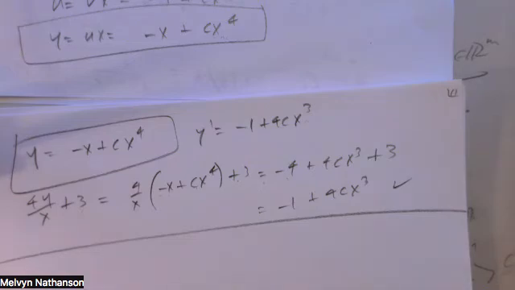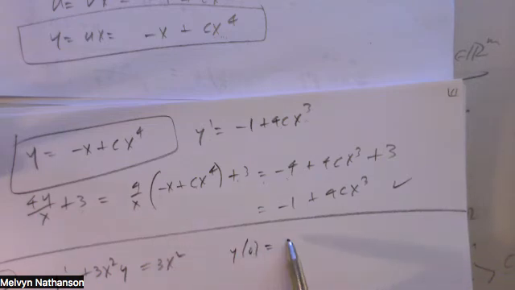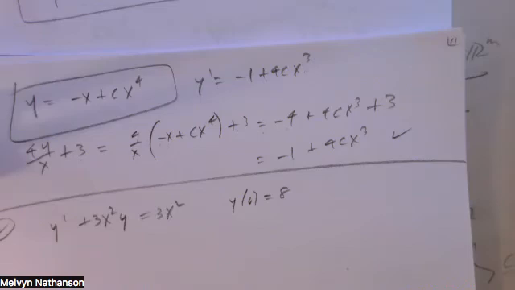Okay, that was problem 1. Let's see if we can do problem 2. Maybe I'll be luckier. We have the first order non-homogeneous equation, y prime plus 3x squared y equals 3x squared. And it's an initial value problem. Find the solution with y of 0 equal to 8.